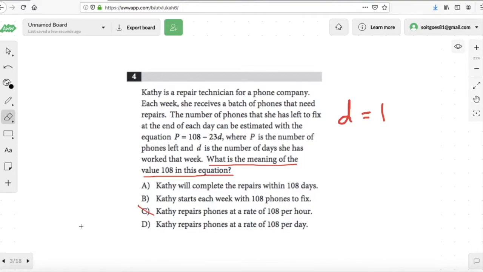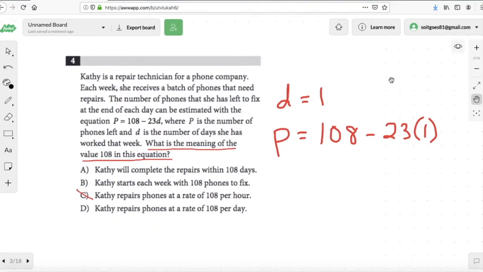And then P is the number of phones she has left. So I can easily calculate the number of phones she has left when I plug in a 1 for D, that is, after she's worked 1 day. So I'm going to plug that in. I get P equals 108 minus 23, not times D, but times 1. Does that make sense? Okay. And this is a non-calculator section question. You can use your calculator here if you want to, just to save time. What is that going to equal? We're going to get 108 minus 23. Do you know what that equals?